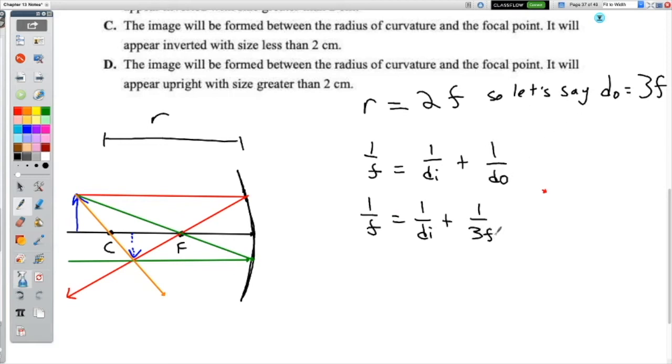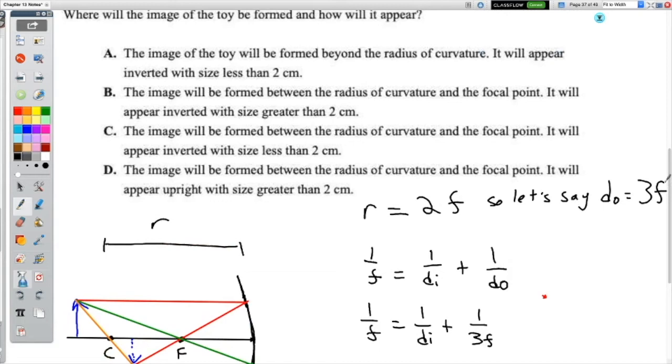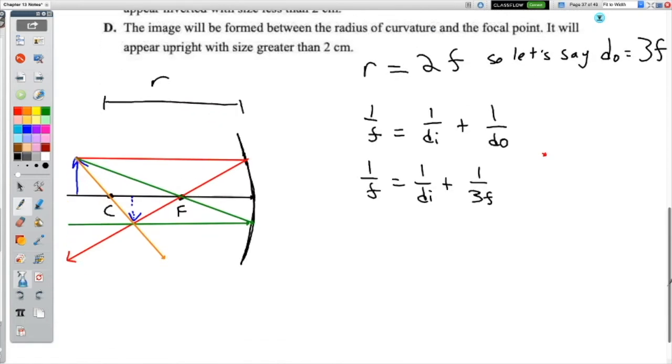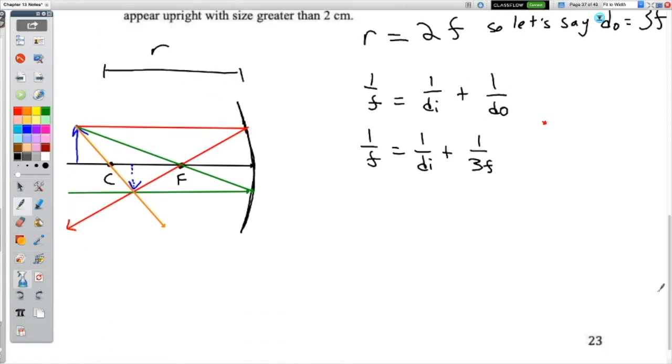See what I mean? Now we'll actually be able to get DI in terms of F, because that's what we need to know. Based on this multiple choice, where is it relative to the focal point? So subtract 1 over 3F from both sides. And so we have 1 over F minus 1 over 3F equals 1 over DI.